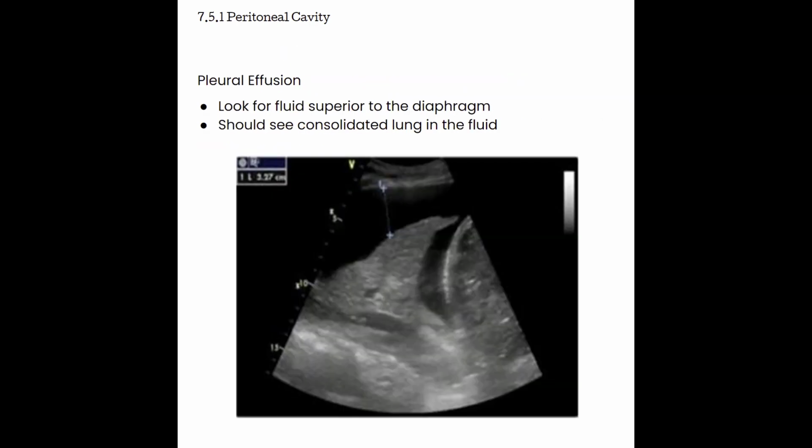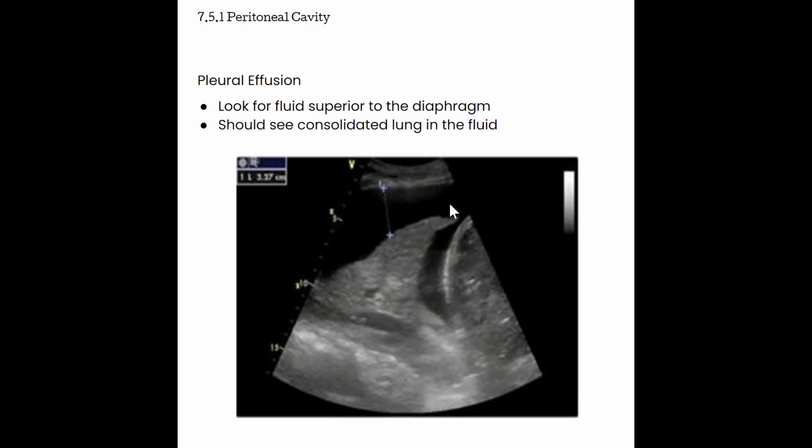We mentioned earlier about making sure that we identify where the diaphragm is and then identify what side of the diaphragm the fluid is seen on. In this example here, we can see the diaphragm right through here. This is the diaphragm. We have the liver right up against it, so there's no fluid on the inferior portion of the diaphragm. We are, however, seeing fluid in the pleural cavity here.